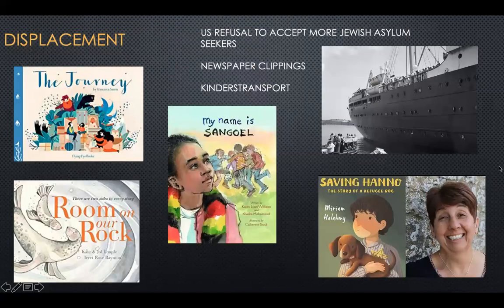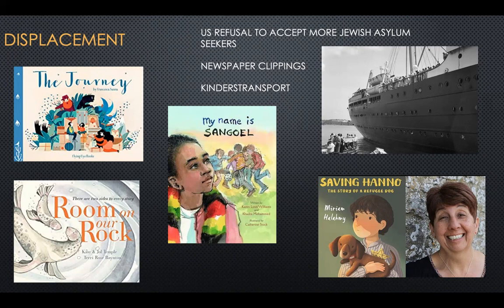And then displacement. There are a lot of really popular and good books about displacement recently. I think it's important to continue Holocaust education beyond liberation, because clearly the effects did not stop with liberation. The Journey by Francesca Sanna is not situated in a particular country, but it is about a family affected by war, and they have to journey to a new place. It's scary, but ultimately it's a story of hope and survival.